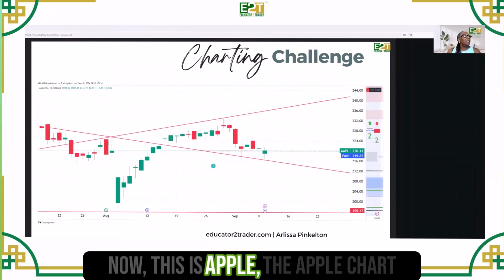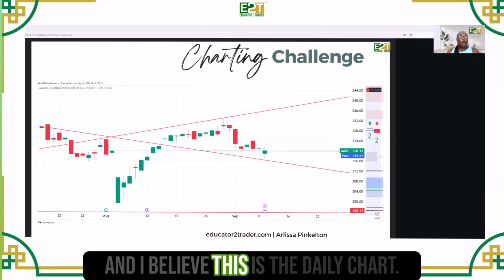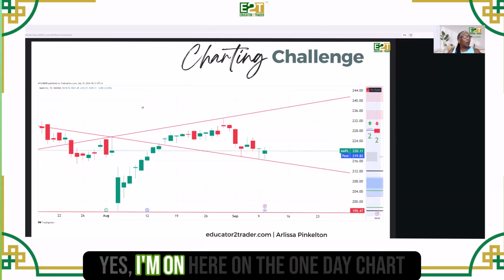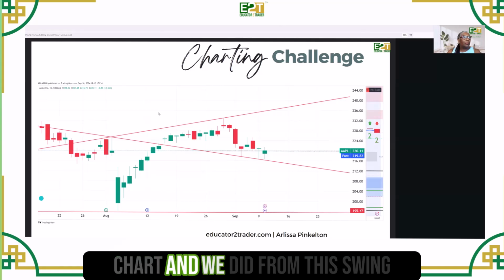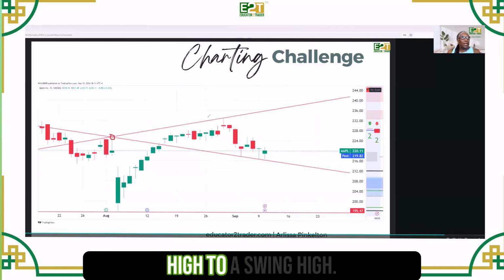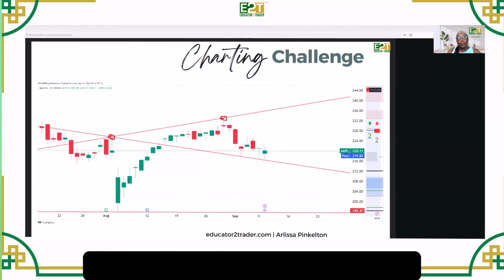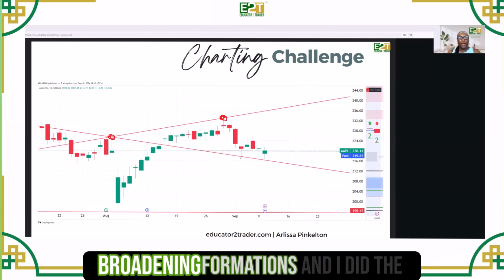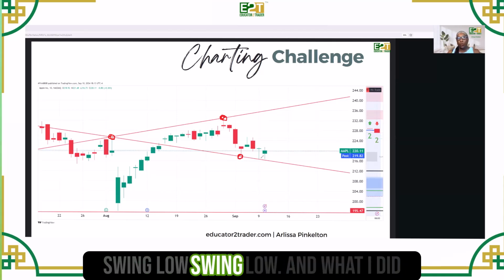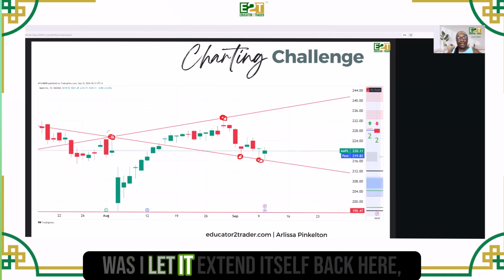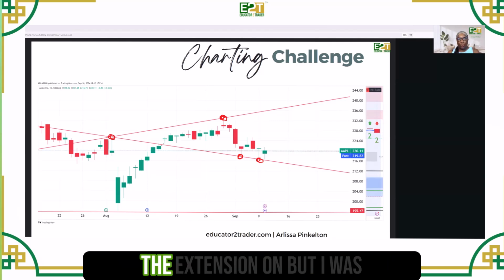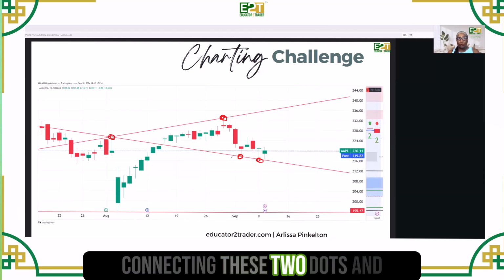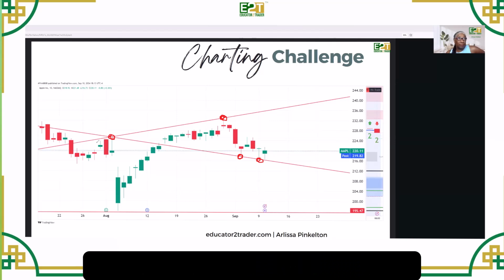Now this is Apple, the Apple chart, and I believe this is the daily chart. Yes, I'm here on the 1 day chart on Apple. I drew this on the broadening formations from this swing high to a swing high, and the swing low to swing low. I let it extend itself back here. I put the extension on, connecting these two dots and connecting these two dots.